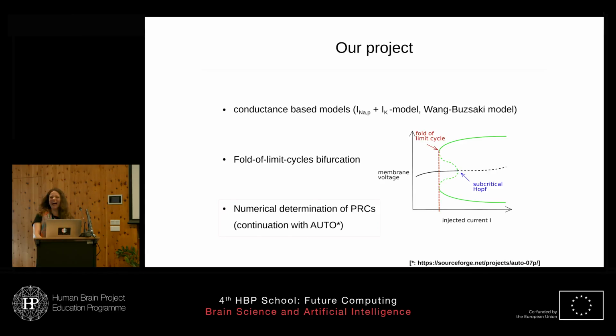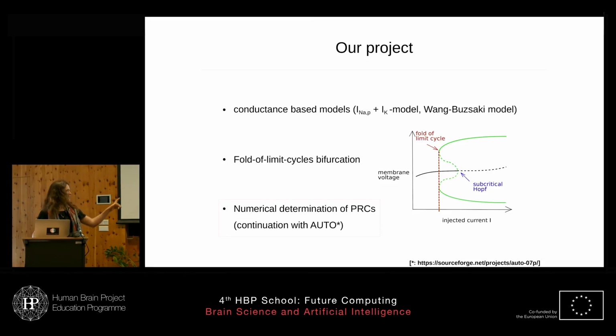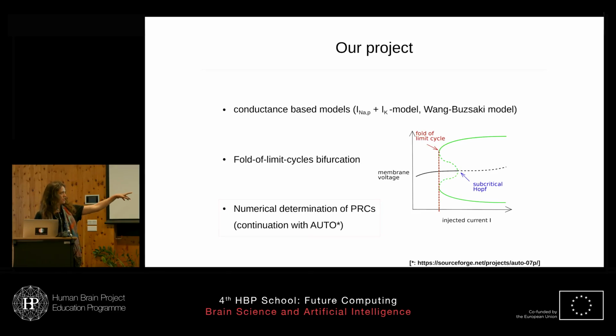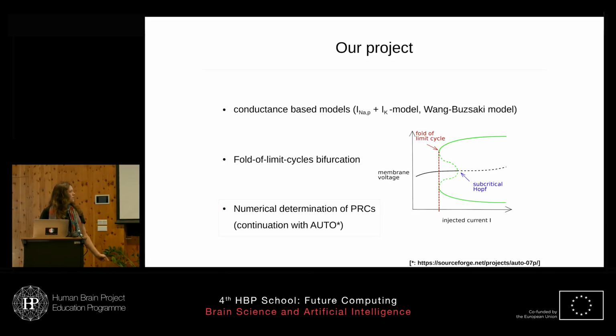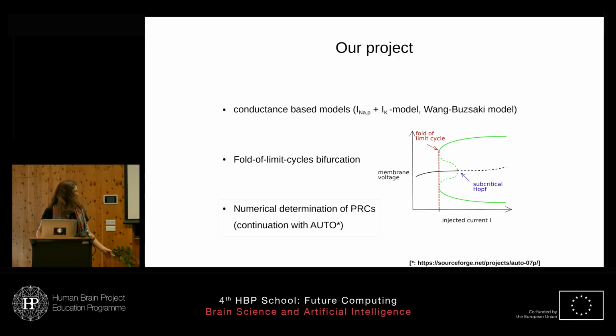Cool. So the fold of limit cycle bifurcation is interesting because in type 2 neurons, it is where the spiking can start. It is, for those who like bifurcations and those things, where a stable and an unstable limit cycle appear simultaneously. As you can see here, the unstable limit cycle crashes into the resting point. And so we tried to find this PRC with numerical continuation.